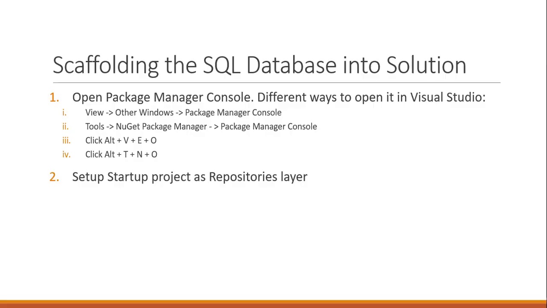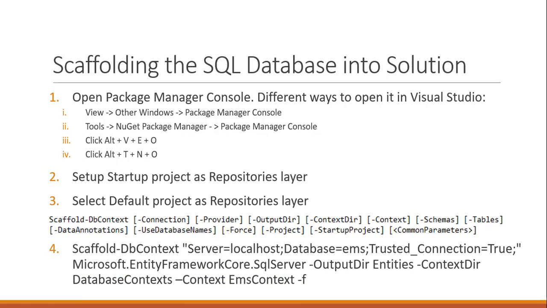The third step is to set up the default project as repositories layer in the package manager console. Okay, now that we have opened the package manager console and set up the default and startup project into repositories layer, the final part will be to run a line which comes from Microsoft.EntityFrameworkCore.Tools, and this is what we are going to use.